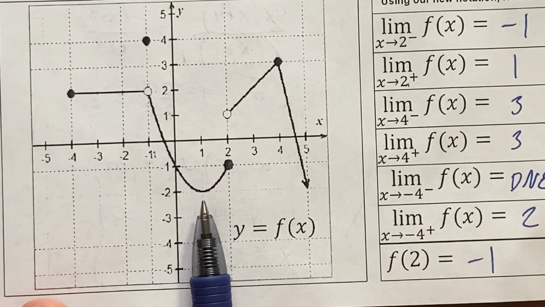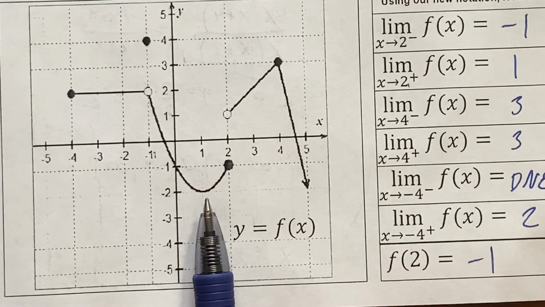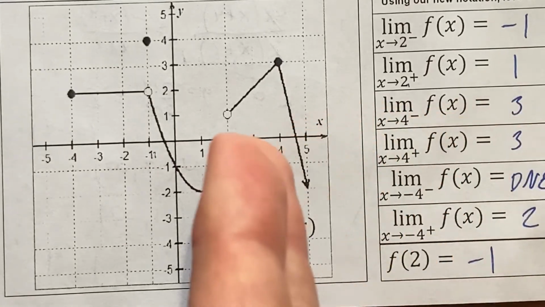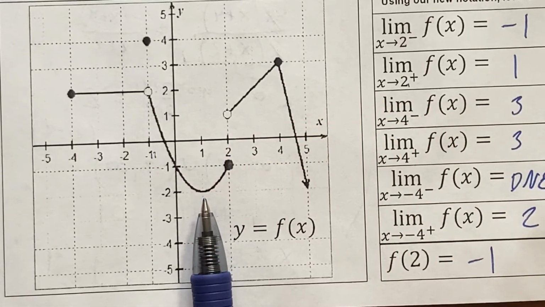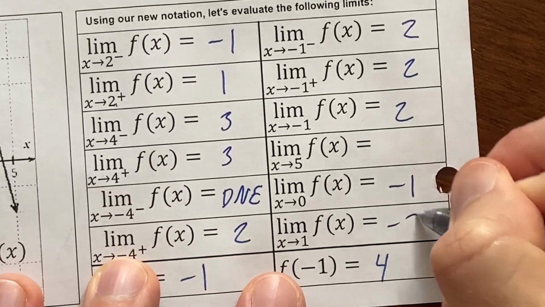Dotted lines are pretty crappy. As I'm coming from the left, we're approaching -2. As we're coming from the right, we're approaching -2. The left and the right are equal. It's a real number, -2.